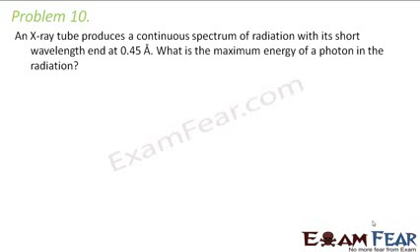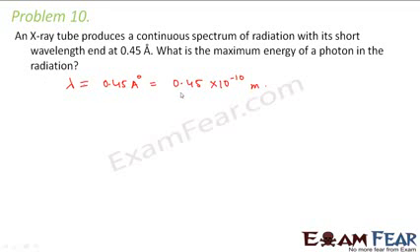Let us look at problem 10. An X-ray tube produces a continuous spectrum of radiation with its short wavelength end at 0.45 angstrom. So that means the wavelength is given as 0.45 angstrom, which is nothing but 0.45 into 10 to the power minus 10 meters. What is the maximum energy of a photon in the radiation?